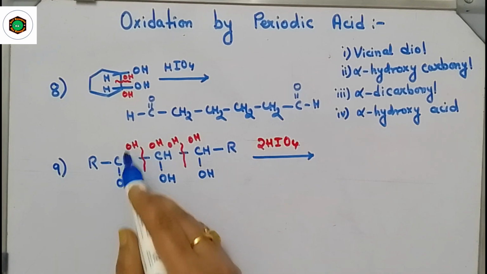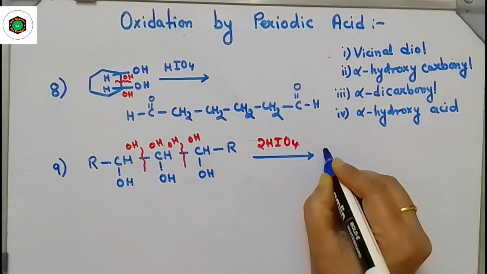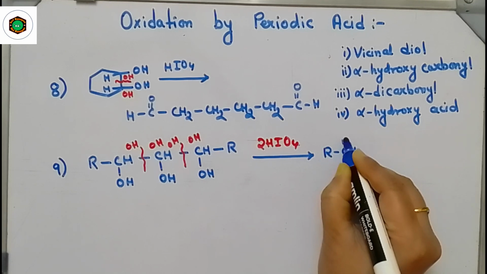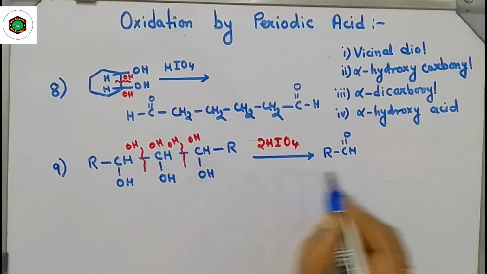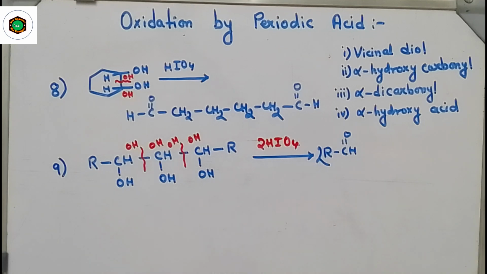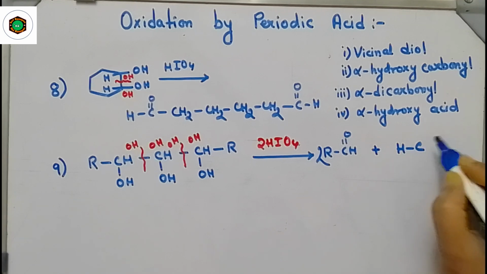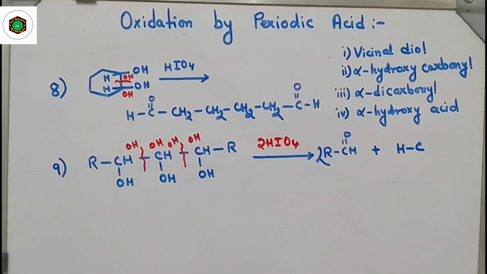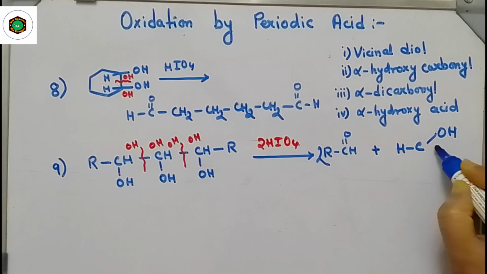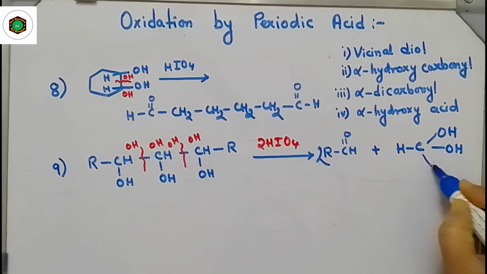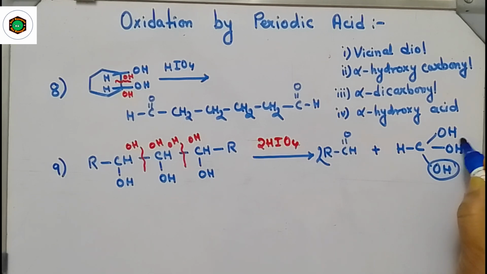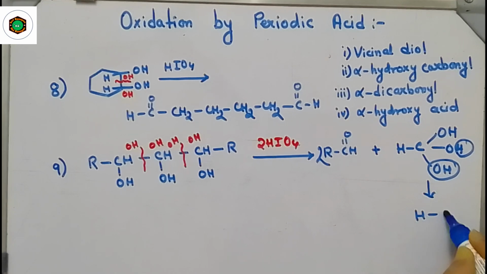So with the same carbon 2 OH groups are there. By removal of water, here we will get aldehyde. From here also we will get aldehyde. So 2 molecules of this are CHO, and here with this carbon 3 OH groups are attached. So here by removal of water we will get formic acid. So these are the product here.